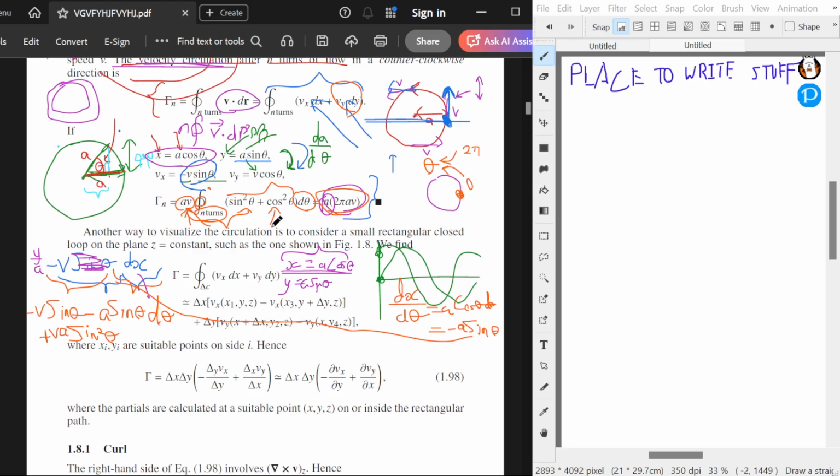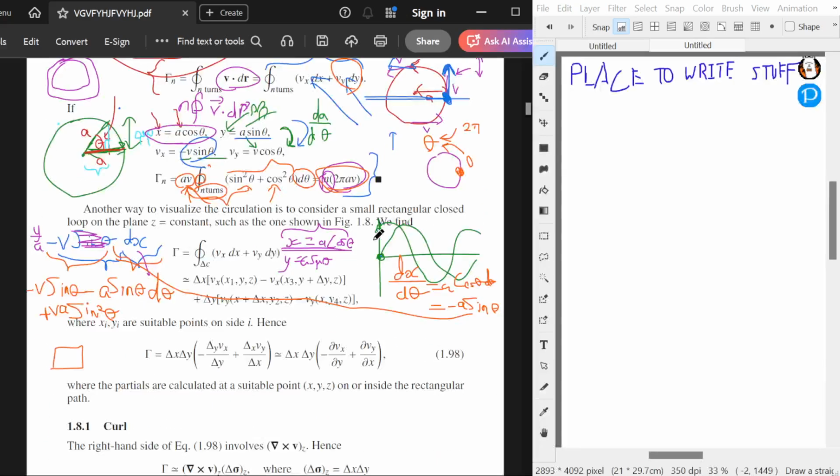Another way to visualize the circulation is to consider a small rectangular closed loop on the plane z equals constant, such as the one shown in figure 1.8.